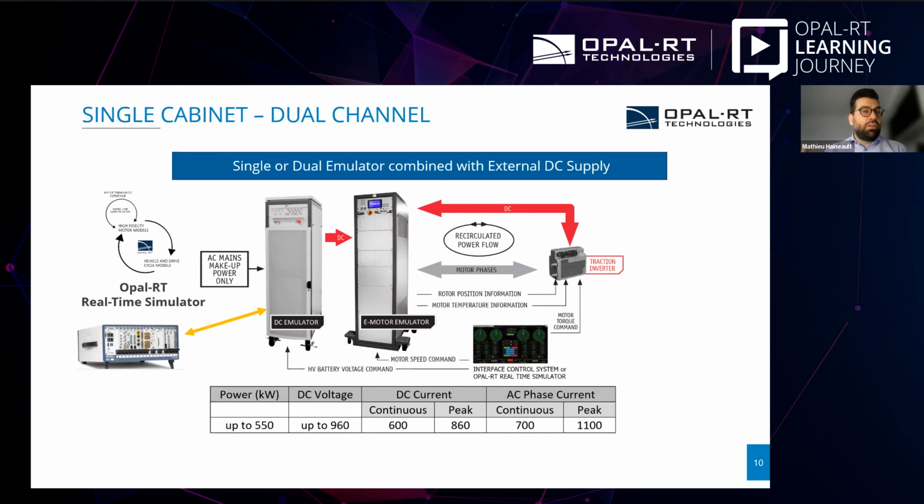Since we're now using a 2-channel configuration in the single cabinet, we need to move the DC emulators out to the bench because there's no more space in the cabinet. So with that power, you can expect a 2-cabinet solution. Again, OPAL-RT brings its machine models to the whole system and controls the whole setup.